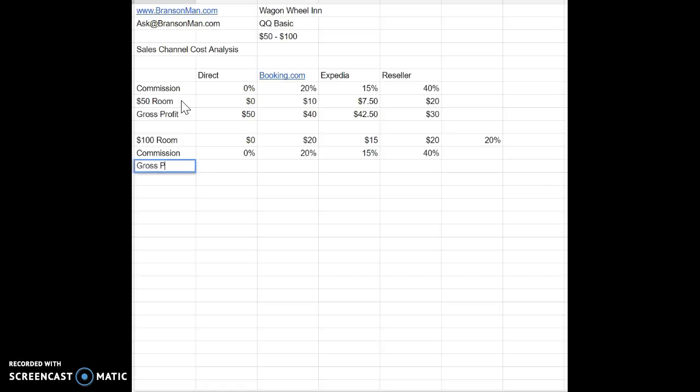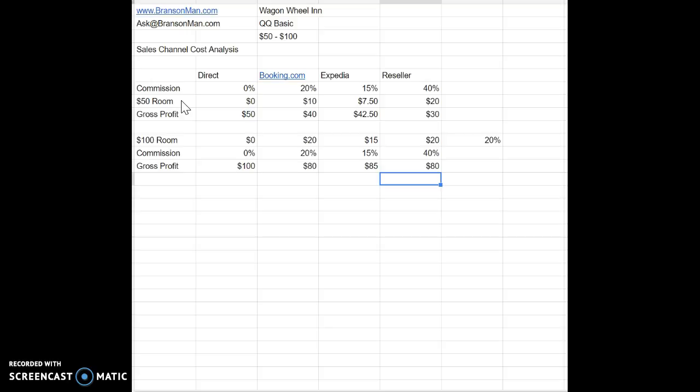Let's do our gross profit. All right, we're taking $100 away if they call the front desk. We're taking $80 away from Booking. We're taking $85 we've got left after paying Expedia. And the reseller, $20 is $20. We still get $80 at the end. It's important to do a sales channel cost analysis. Look at all the different ways that your room is sold and figure out, when you track it all the way from it being sold back to your system, what is left, or the gross profit.